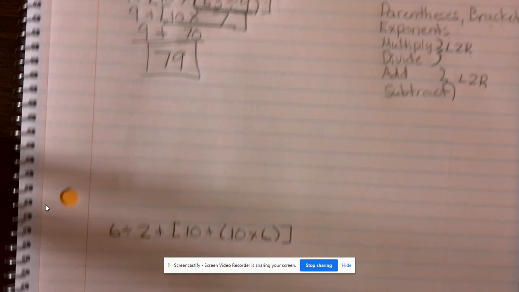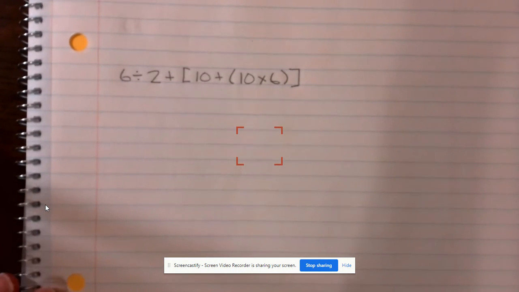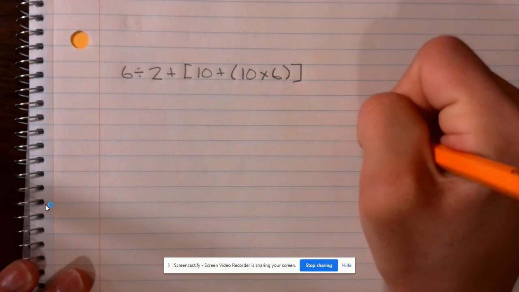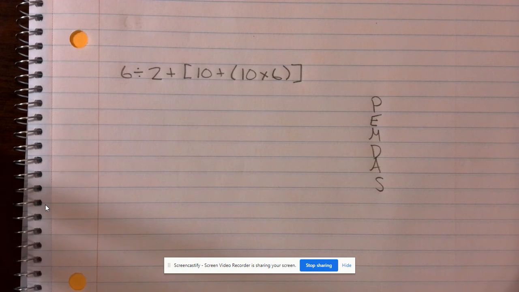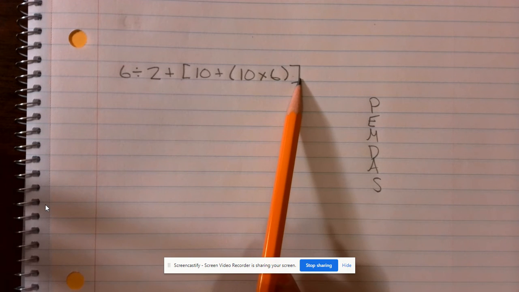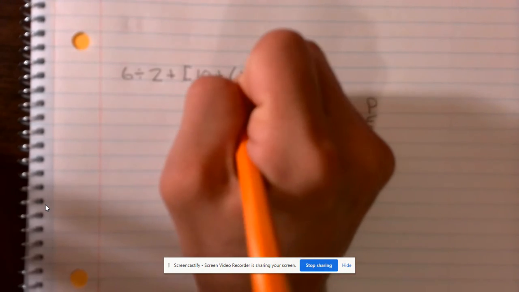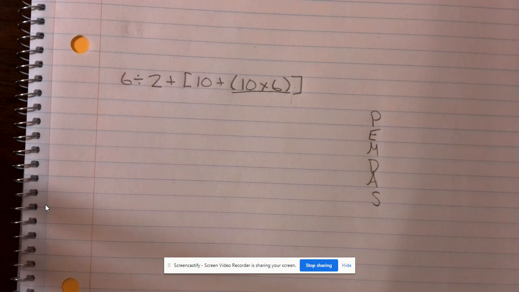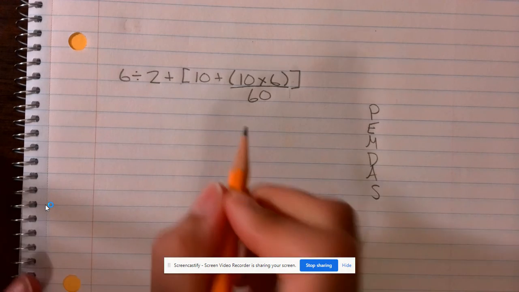Let's do another example. Remember to write your PEMDAS on the side. So my first step is to do whatever is inside my brackets. And I have a parentheses inside my bracket, so I'm going to do my parentheses first. 10 times 6 is 60. Bring the rest of your problem down.